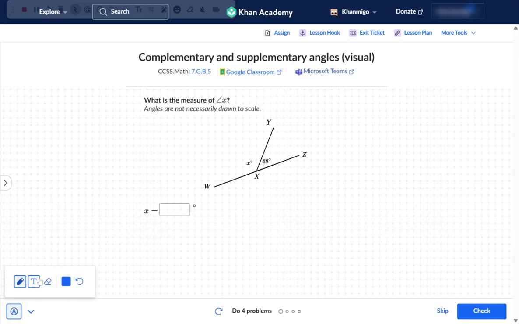We're just going to go through a couple of questions to help you get started, especially if you're stuck on a problem. We're given this figure and they're asking what is the measure of angle X? They're telling us angles are not necessarily drawn to scale.